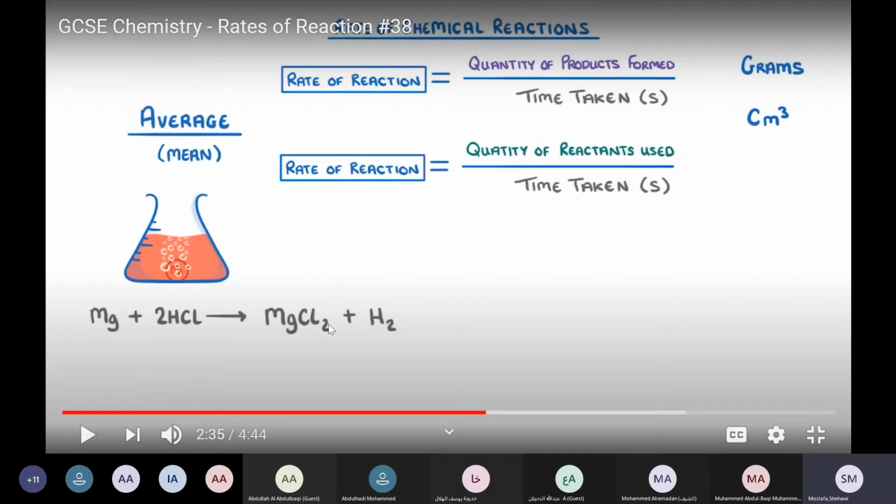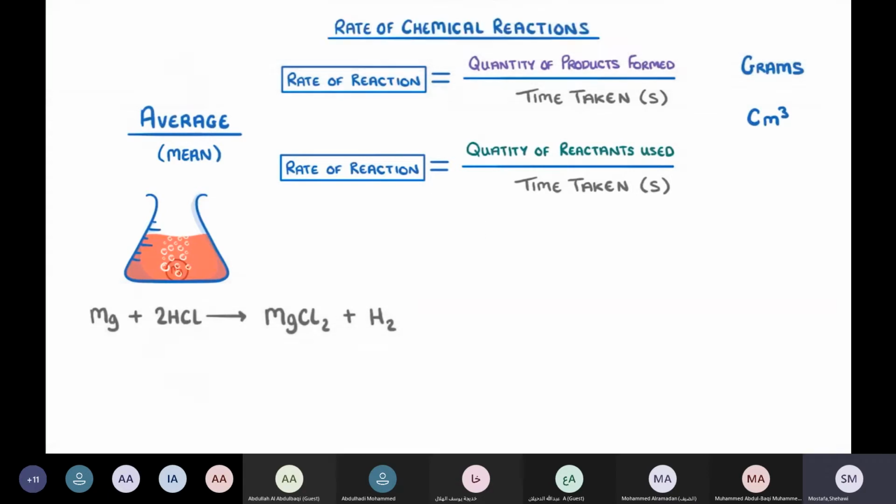The total amount of hydrogen formed, or the total amount of magnesium consumed, divided by time for the reaction. So we take the whole amount divided by time. That's why we call it average. During the reaction, sometimes you will have a high rate, a low rate, and a changing rate. So it's not the same rate all the time during the reaction. That's why we calculated the average or mean rate of chemical reaction for the entire reaction. In reality, the rate would start off really fast when there are loads of reactants that can react together, and then slow down as the reaction progresses and the reactants get used up.